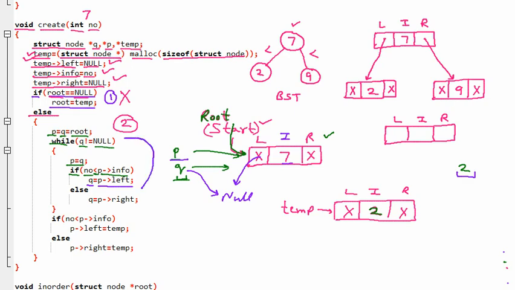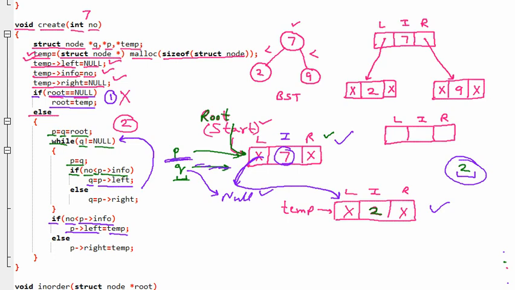Again it will go back. Is Q null? Yes, Q is null right now because the earlier value of Q got changed. Now it will come out. If number is less than P info, now checking again. If number, meaning 2, is less than P info, yes, true. P left is equal to temp. So P left means this part, that is equal to temp. So here you can see that the 2 is successfully inserted to the left-hand side of this particular node.